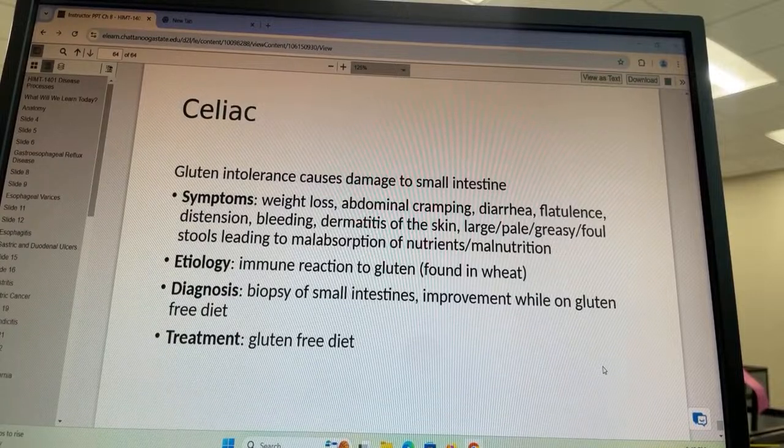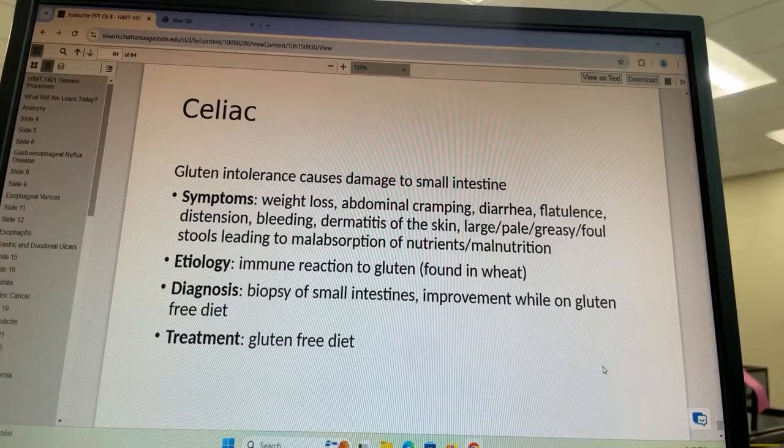So for whatever reason, people who are allergic to gluten don't just have GI issues, they also have skin issues. So their skin also reacts badly to gluten. And this might not necessarily be everyone, but several people do. They have weird rashes on various parts of their body as an allergic reaction to gluten. The stools are going to be large, pale, and greasy, and they're going to have the malnutrition and weight loss.